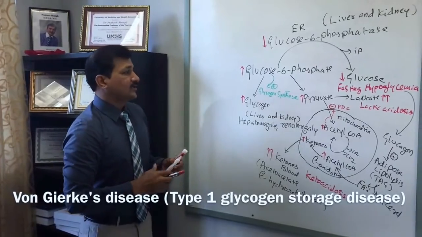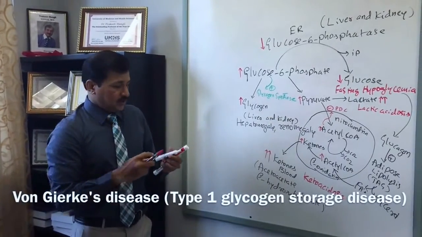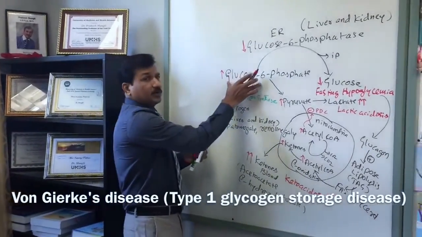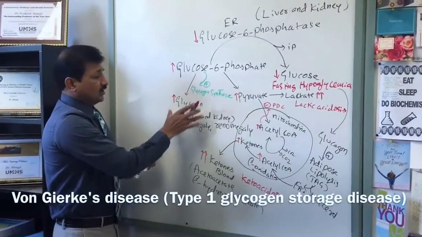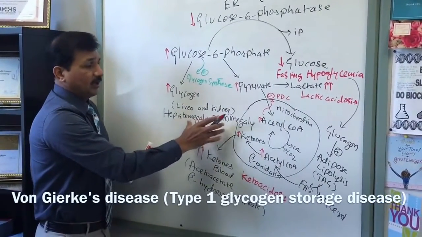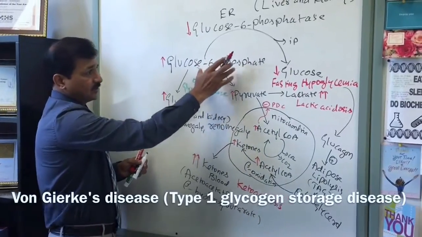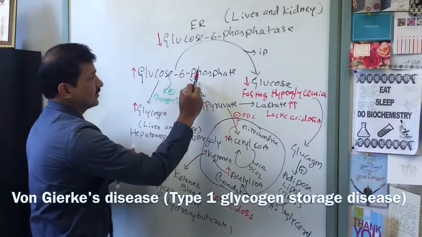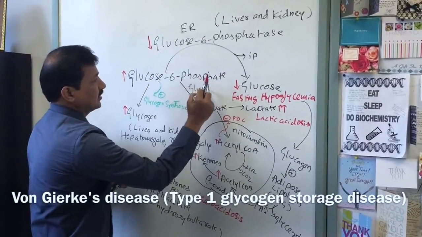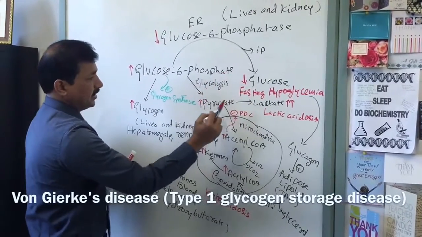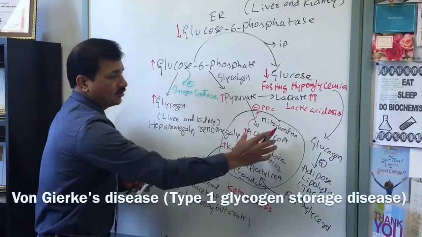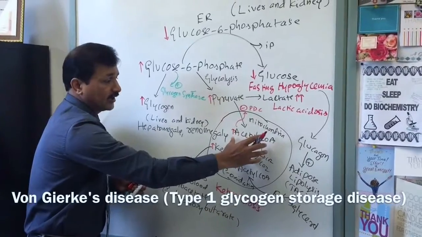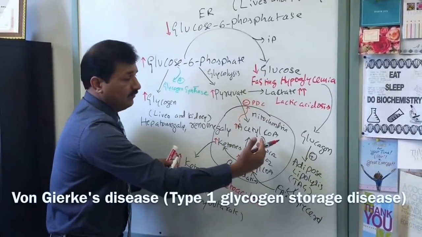Okay. Now let's see what else can happen. Build-up of glucose 6-phosphate forms glycogen. Glycogen accumulates, leading to hepatomegaly and renomegaly. Glucose 6-phosphate goes into glycolysis, forming pyruvate. Excess pyruvate goes initially into mitochondria, increasing acetyl-CoA.